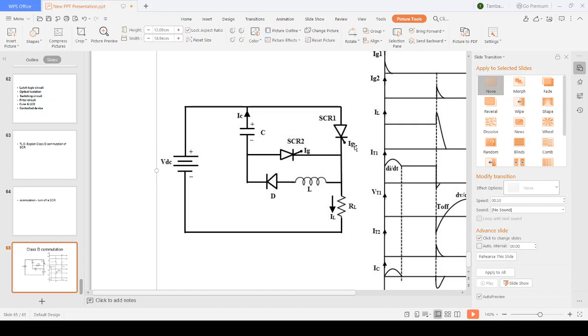When you turn on SCR1, what will happen? The load current and the discharge current, meaning the current of this capacitor IC, will flow through this SCR1. So the total current of SCR1 is I equal to IL plus IC, the load current plus IC. This current will flow through the SCR.